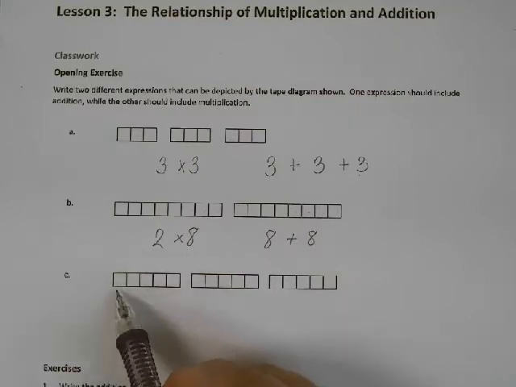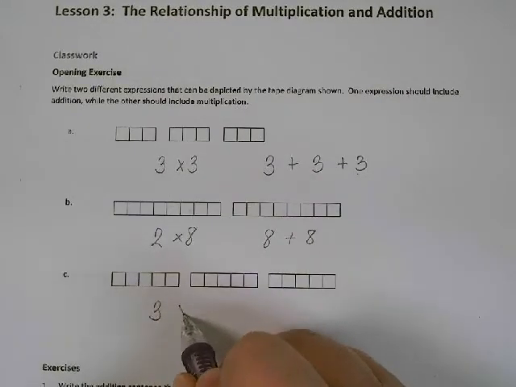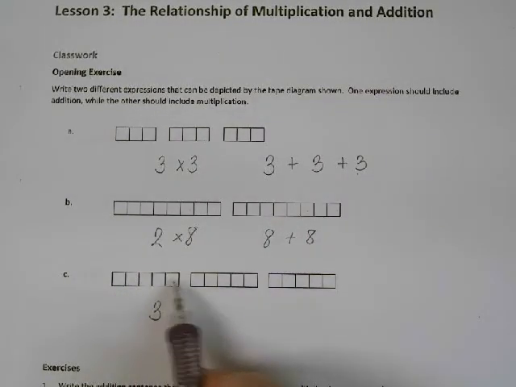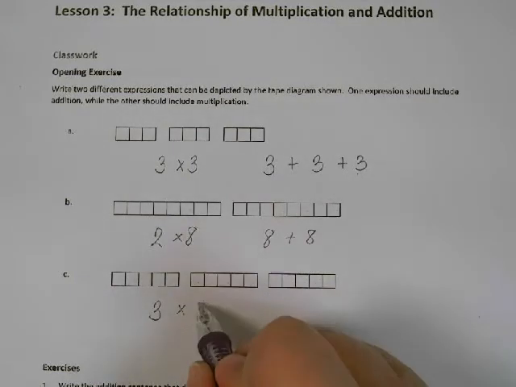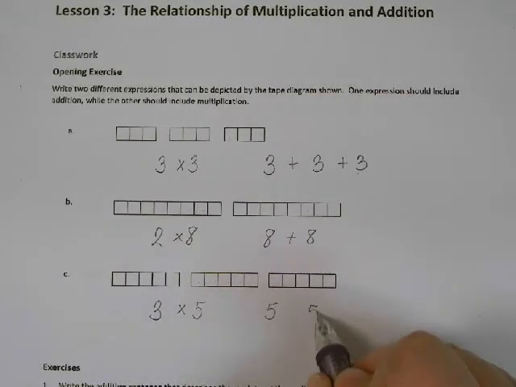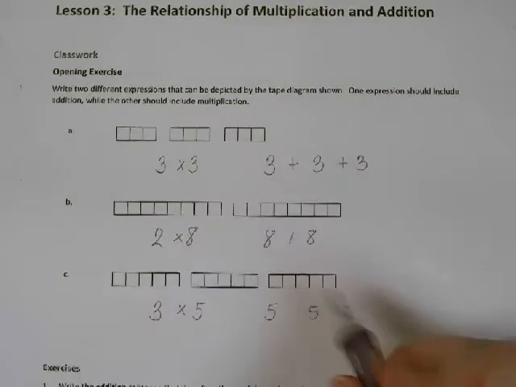Okay, so let's check this. I can see I have 1, 2, 3 groups, so 3 groups of, and then count each one. 1, 2, 3, 4, 5. So you should have put 3 groups of 5, and then I represent that by making 3 5s. Whoops, and then put in my addition sign.